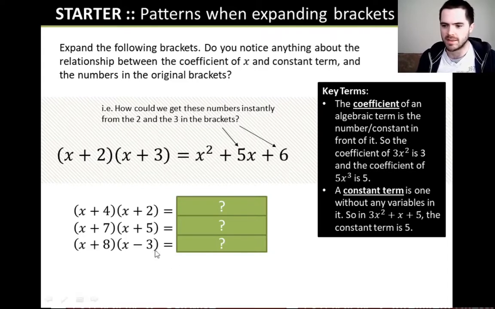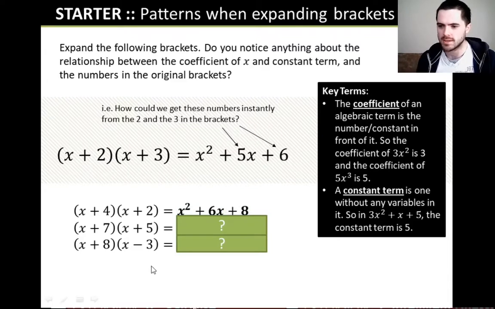But if I just wanted to expand this very, very quickly, we know it starts with an x squared. 4 plus 2 gives us 6, so that will turn into a 6x. And 4 times 2 gives us 8. X squared plus 6x plus 8.